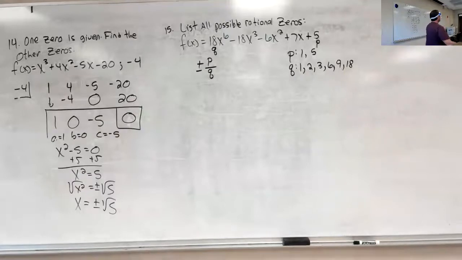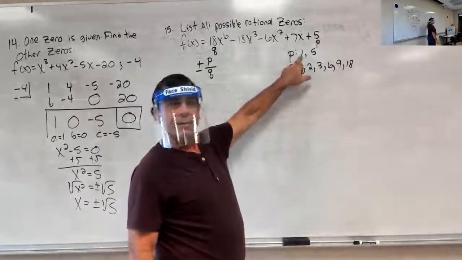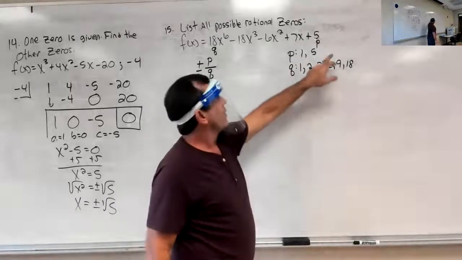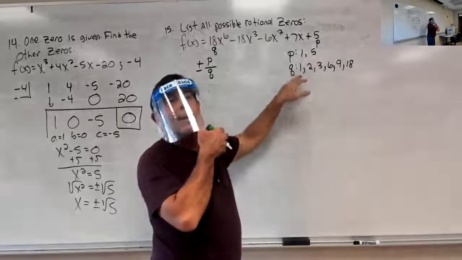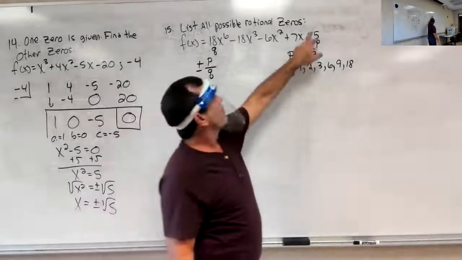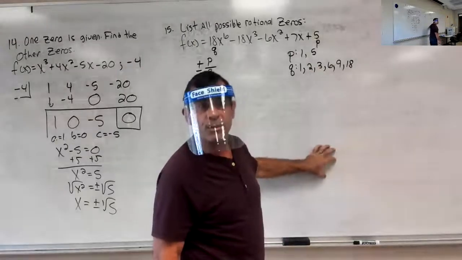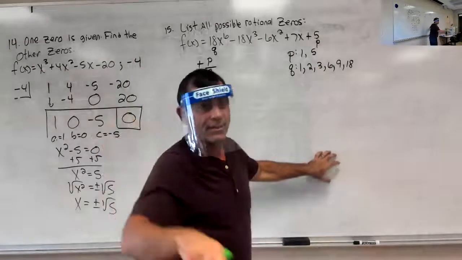So all the possible combinations are going to be: take this 1 and divide by all 6 of those. Then you take the 5 and divide by all 6 of those. So that's 2 factors times 6. We're going to get 12 combinations of numbers. All of them could be plus or minus.